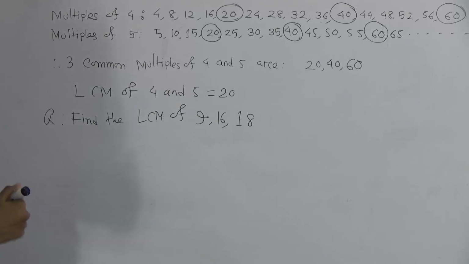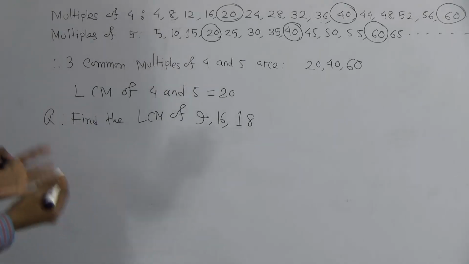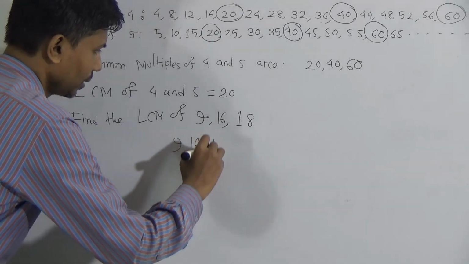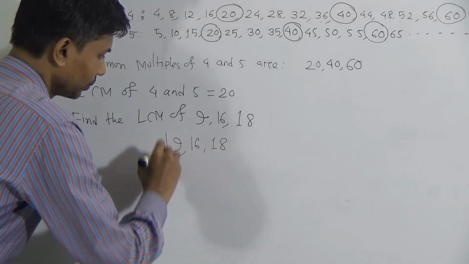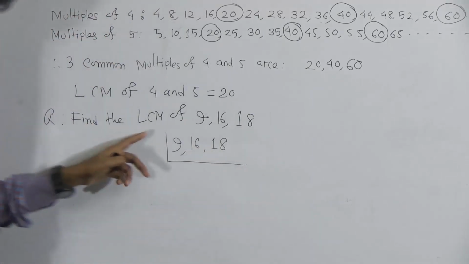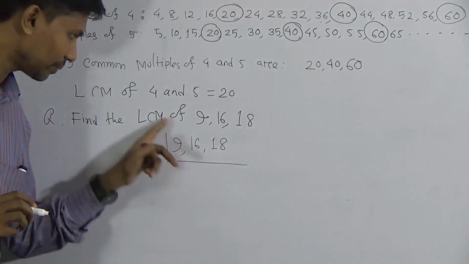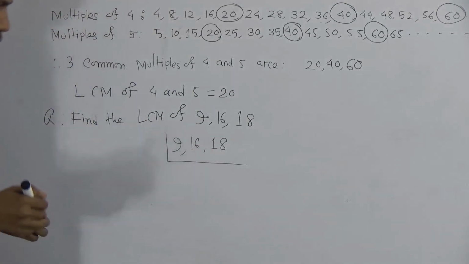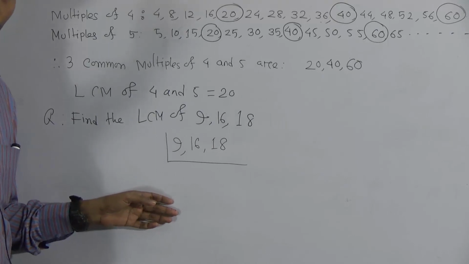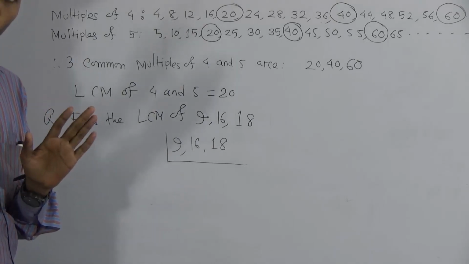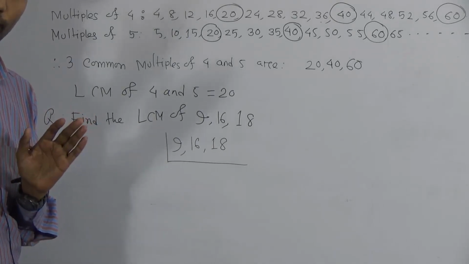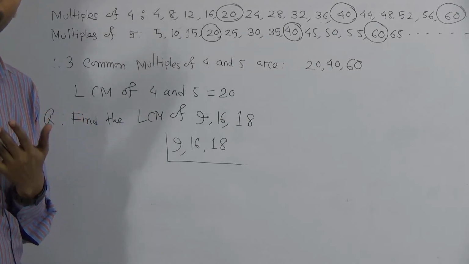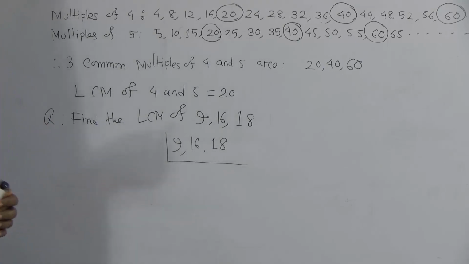Okay? Look. For this, at first we have to write like this: 9, 16, 18. At first you have to give a line this way. Now at first you have to select a prime number. Okay? What are the prime numbers? You know, 2, 3, 5, 7, 11, 13, 17, 19. These are the prime numbers.